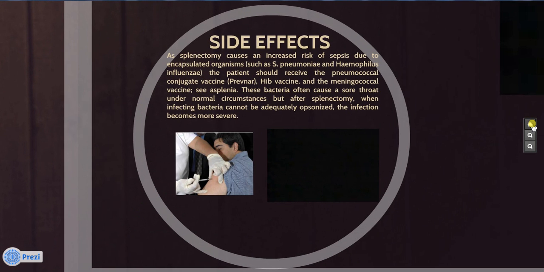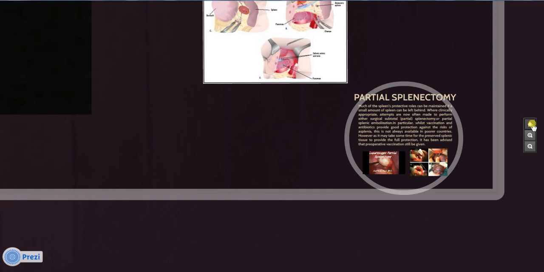Side effects. A splenectomy causes an increased risk of sepsis due to encapsulated organisms. The patient should receive the pneumococcal conjugate vaccine, the Hib vaccine, and the meningococcal C vaccine. These bacteria often cause a sore throat under normal circumstances, but after splenectomy, when infecting bacteria cannot be adequately cleared, the infection becomes more severe.